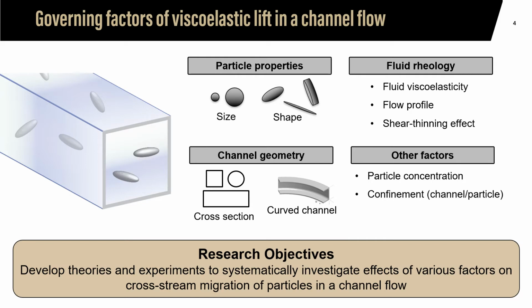The major goal of this study is to develop theories and also experiments to understand how these factors affect the migration behavior of the particles within the flow. In most real applications, particles are usually non-spherical. However, in previous works, most people have studied the migration behavior of spherical particles in different fluids, but have limited knowledge of the effect of particle shape. In this work, we are going to specifically study how different particle shapes interact with flow and give different migration behavior of these particles.